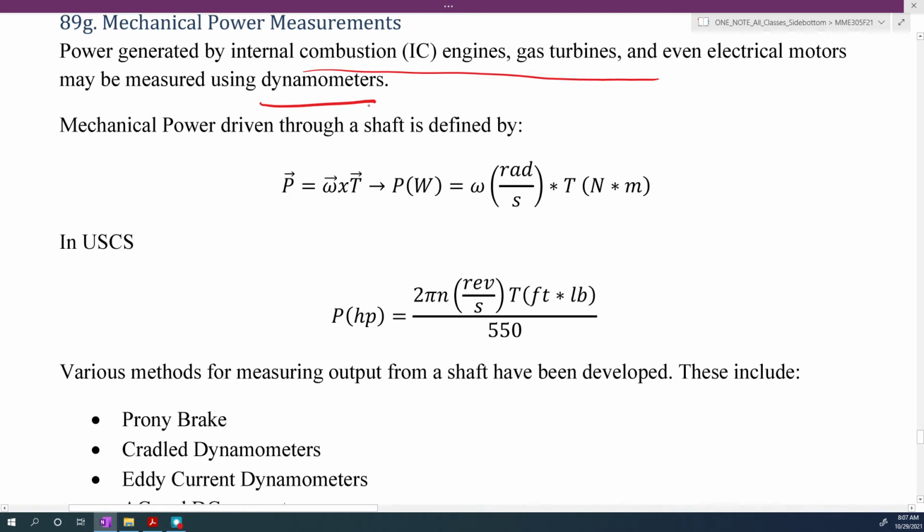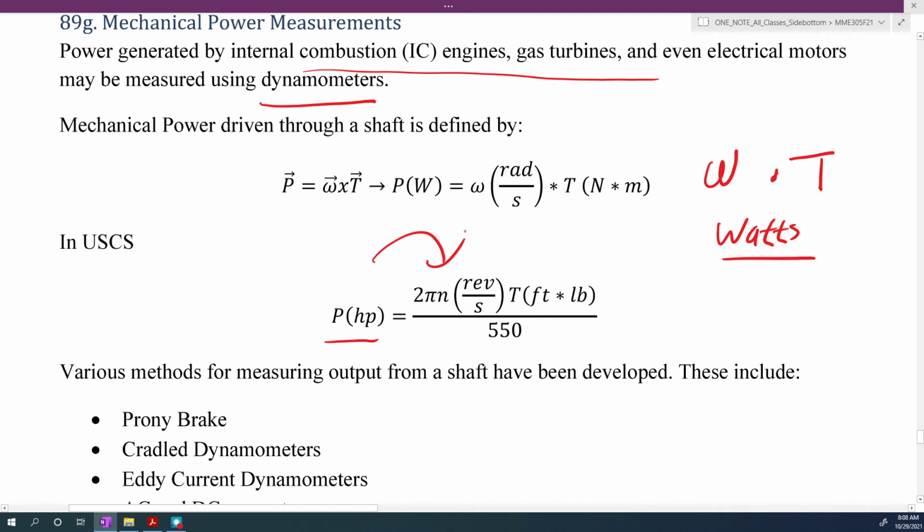The power driven through a shaft is defined as the rotational velocity, omega, in radians per second, times the torque being applied, in newton meters. Newton meters per second is the same thing as watts. In the United States, a lot of times the power of an engine is denoted in horsepower, and the equation for horsepower is denoted here. It's torque in foot-pounds times revolutions per second, divided by 550, which gives you your total power in horsepower.